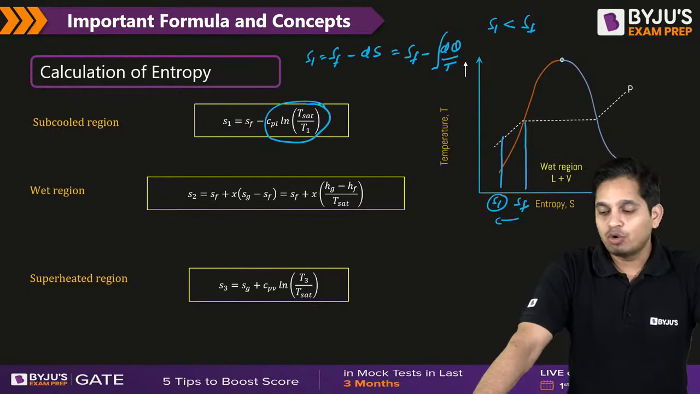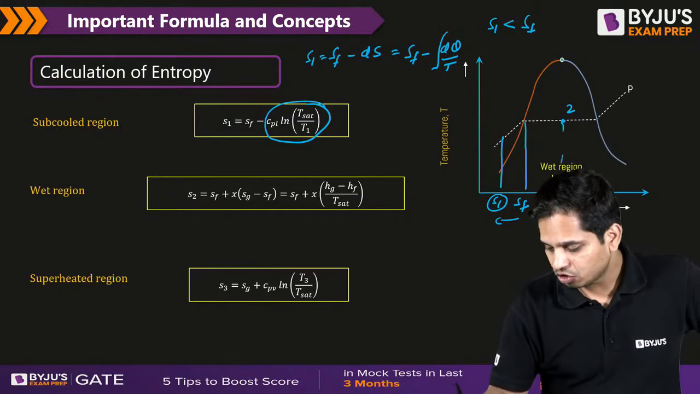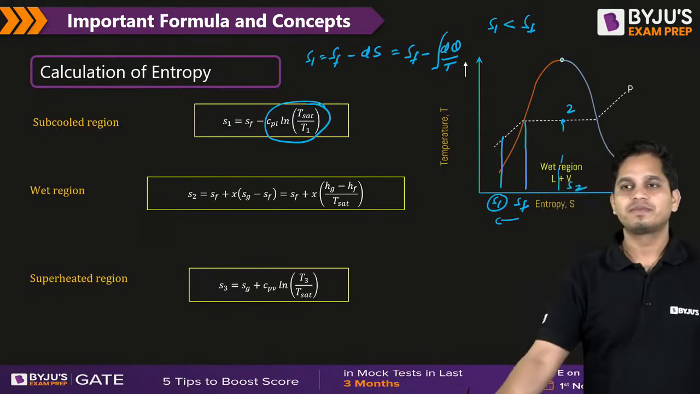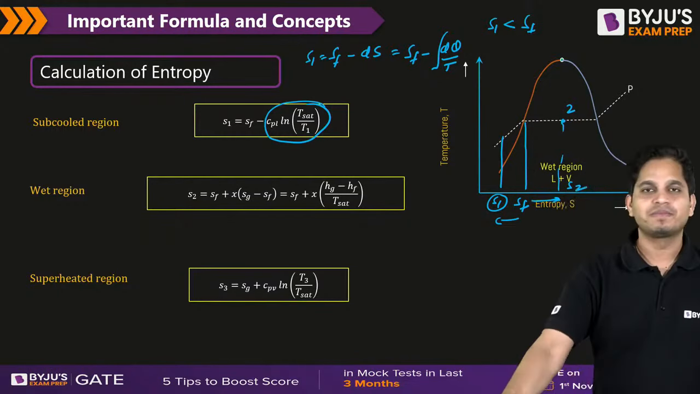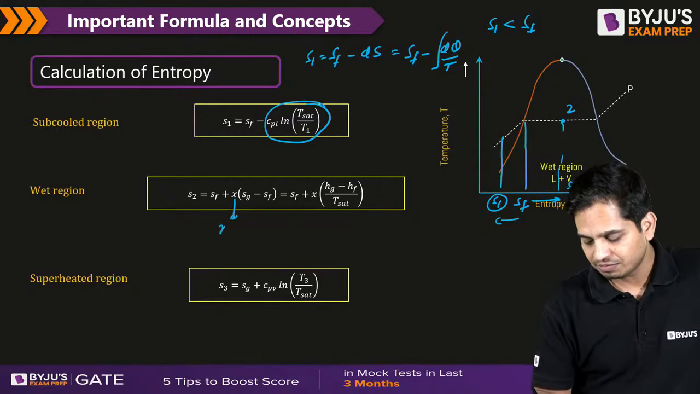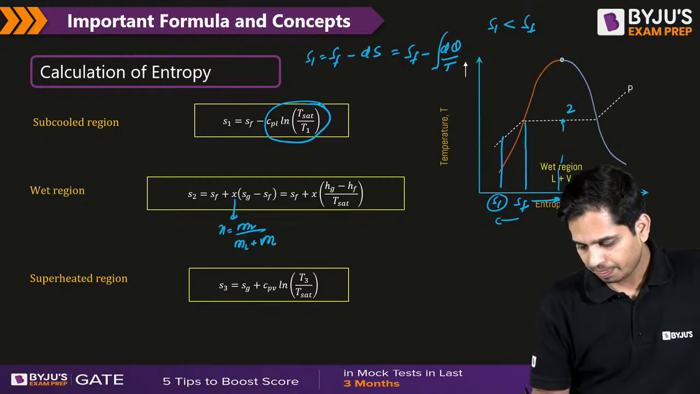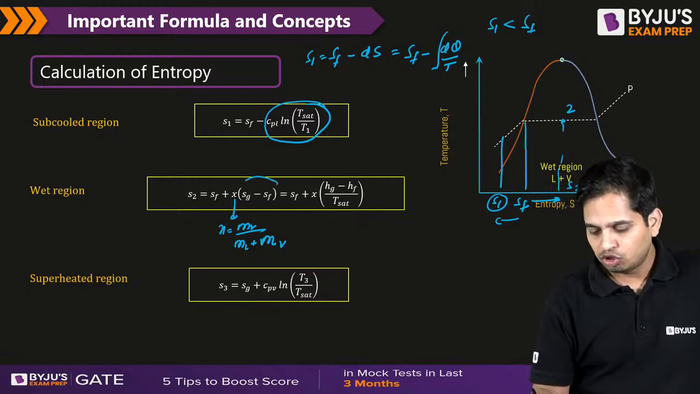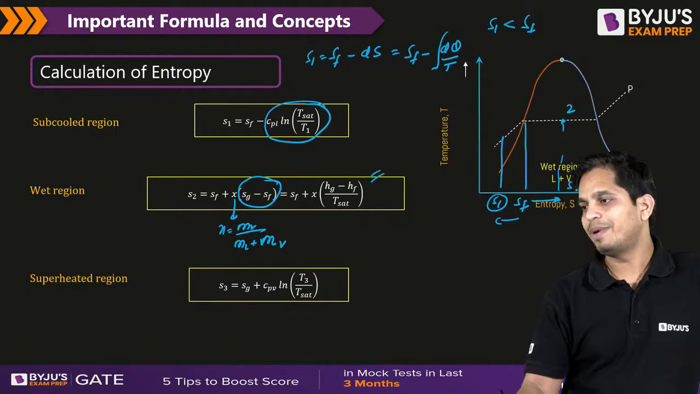Now how will I calculate if I am at this point 2 inside the vapor dome? For S2, I need to add something to SF. So SF plus X, which is the dryness fraction, times the change in entropy. You can calculate by using this formula.